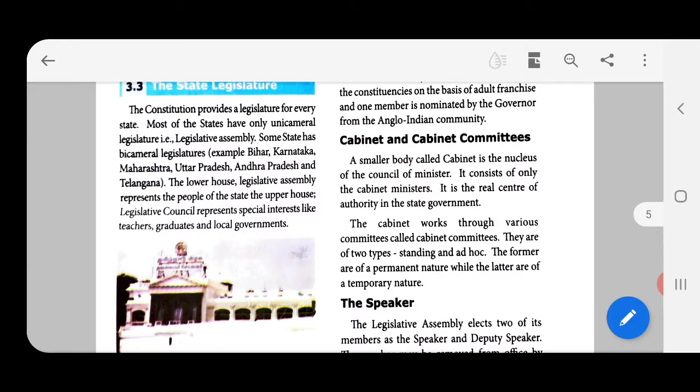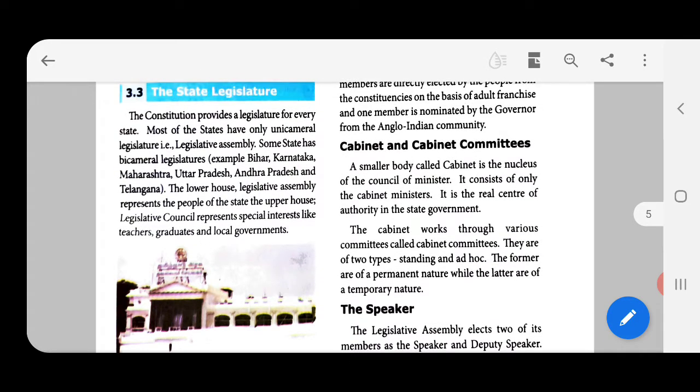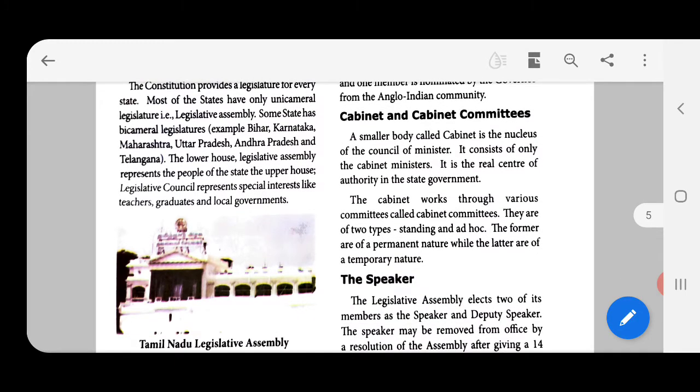Most of the states have only a unicameral legislature, that is the legislative assembly. So if you see, most of the states will have only one group where they make laws and execute the laws, that is called the legislative assembly. Whereas some states have bicameral legislatures, for example Bihar, Karnataka, Maharashtra, Uttar Pradesh, Andhra Pradesh and Telangana.